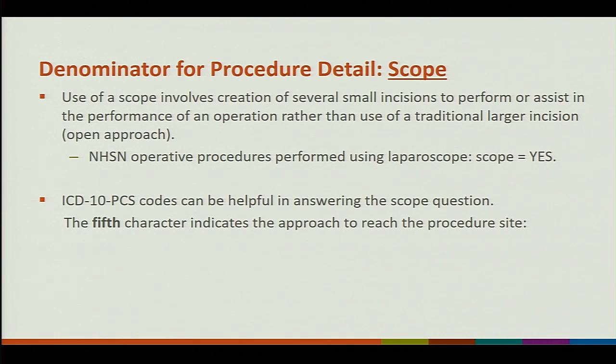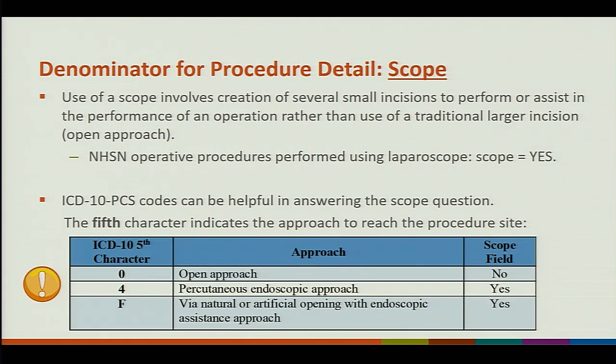ICD-10 PCS codes can be helpful in answering the scope question for you. The fifth character indicates the approach to reach the procedure site. We actually created, new for 2019, a table within the protocol that indicates the character, the approach, and whether the scope would be yes or no. And we've tweaked this a little bit and expounded on this a little bit more within the procedure code FAQ document. CPT codes do not provide this level of detail. So for CPT codes, you would refer to the procedure code description to make this determination.